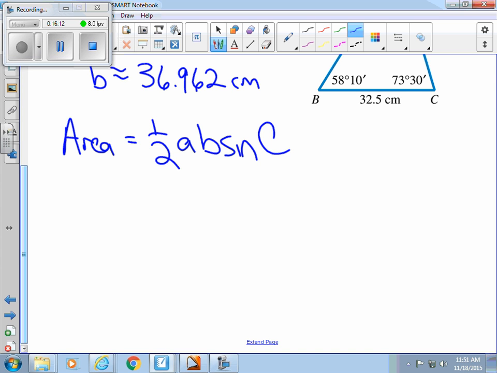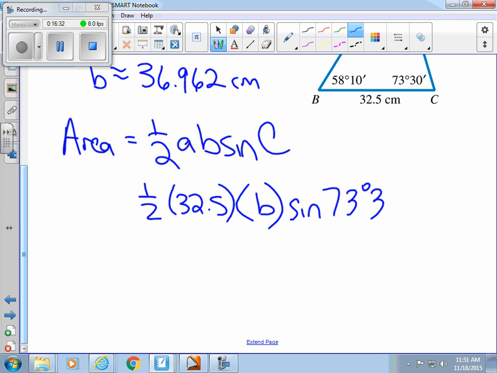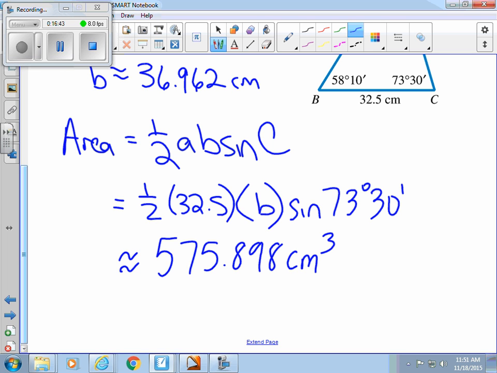Am I going too fast? So 1/2 A is 32.5, which is what Drew was reading off. Side B, I'm just going to leave as the letter B. Use the number from your calculator. Sine of angle C, which is 73.30. And what do you get when you type that in the calculator? 575.858 centimeters cubed. Oh, yes, squared. Any questions about that one?